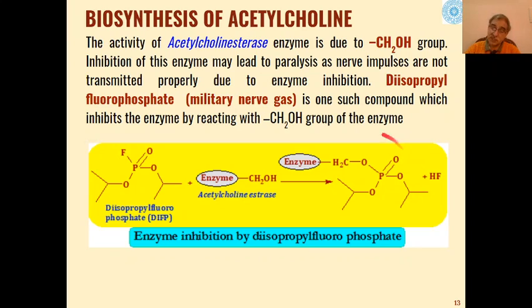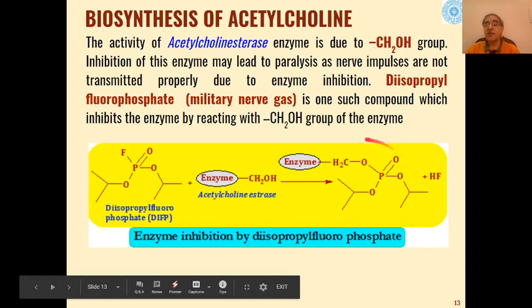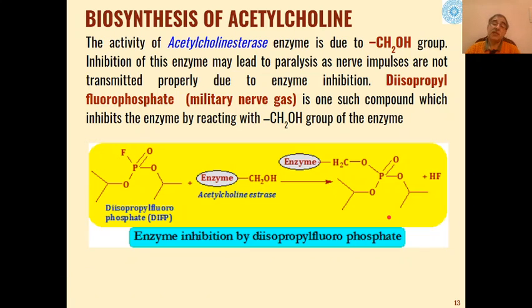So such a permanent inhibition of the enzyme activity can only take place if this is the active site of the enzyme which is involved. So this reaction proves that in case of acetylcholine esterase, the active group is this one, the CH2OH group, and this undergoes inhibition when it reacts with DIFP.